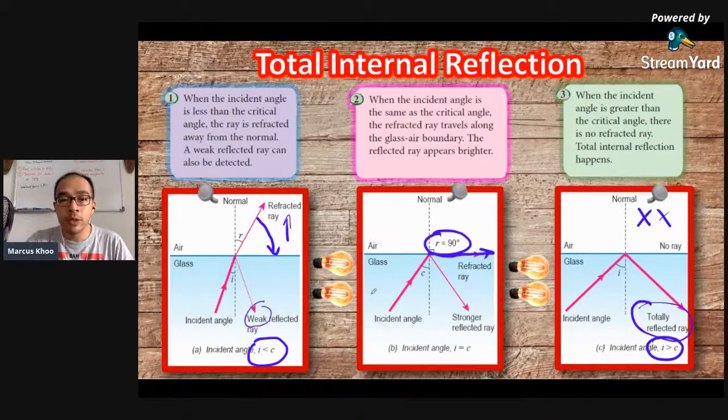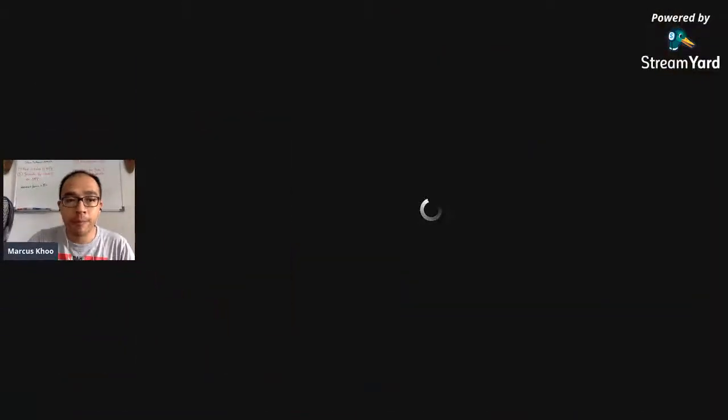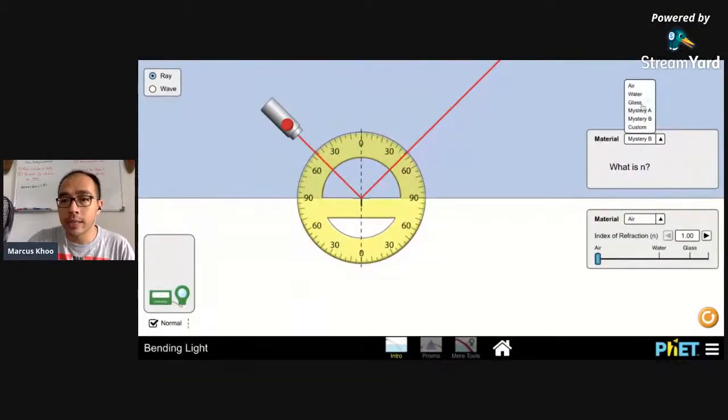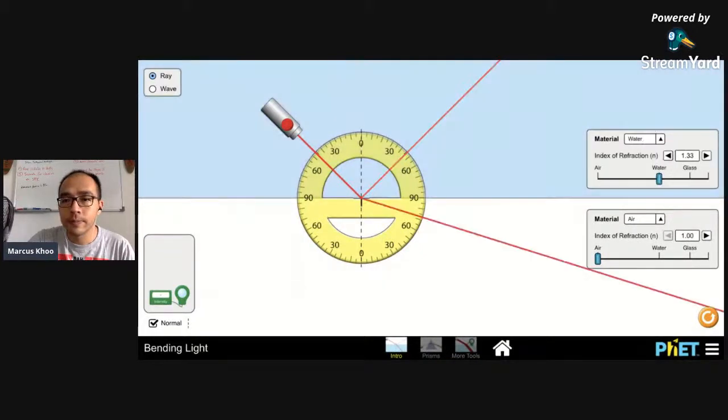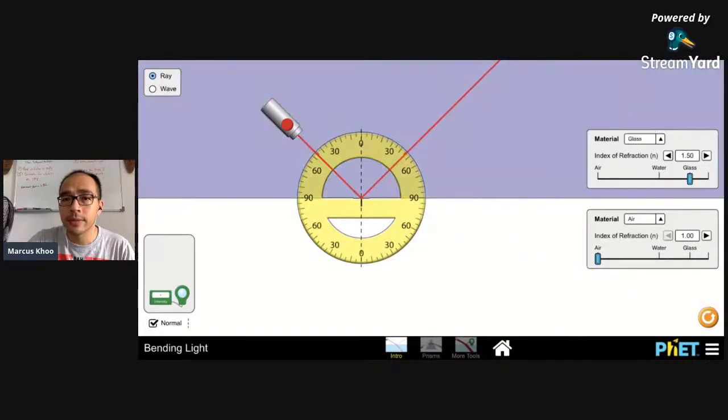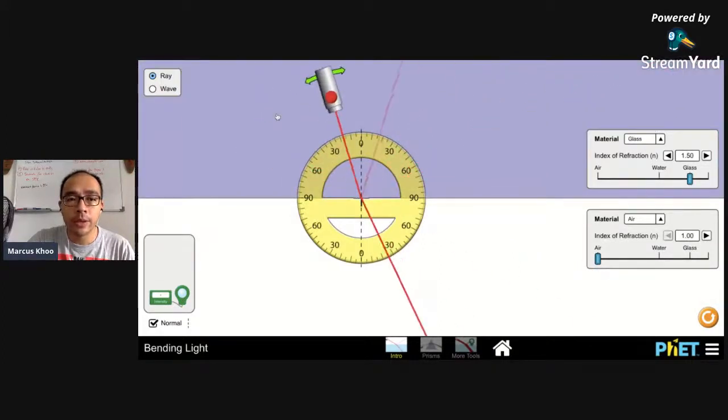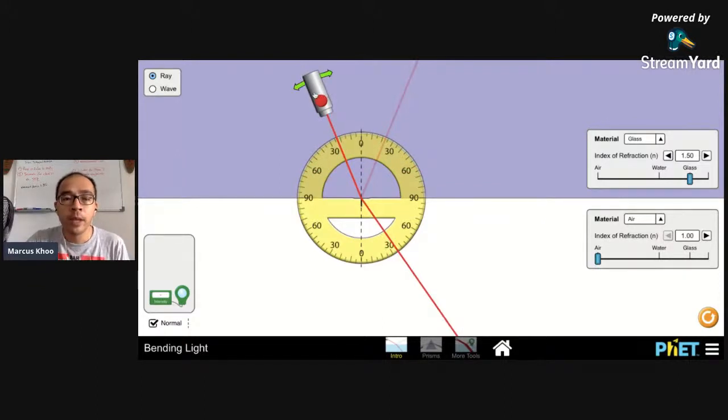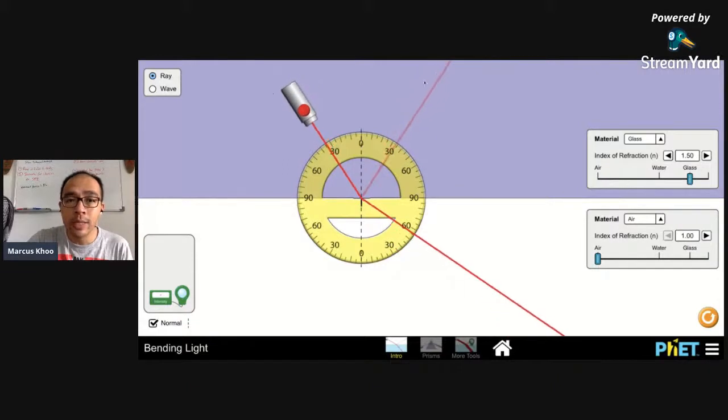Let me show you again. Notice also when we were doing this, look at the reflected ray. I'm going to use glass again. Okay, so when I have glass and I increase the incident ray, notice that this reflected ray is also increasing in angle because it still follows the law of reflection.